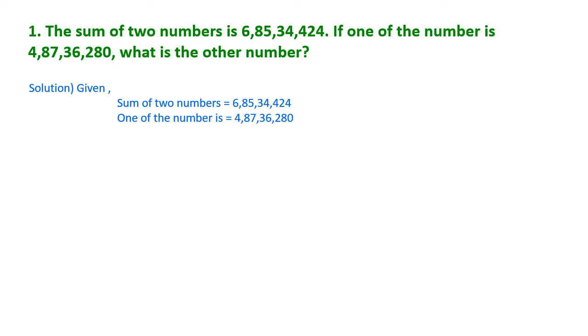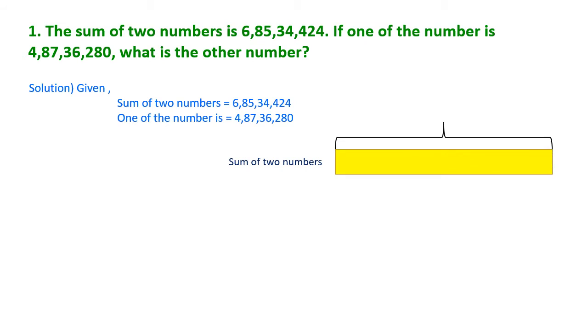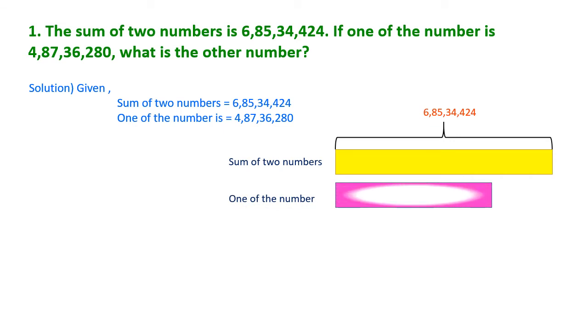Now we will represent this with the help of a bar model. The sum of two numbers, let us represent this with this yellow bar which has a value of 6 crore 85 lakh 34,424. And we have been given one of the numbers, so let us represent this number with this pink bar which has a value of 4 crore 87 lakh 36,280. Now we know this one number given to us is smaller than the total sum, so naturally this bar will be smaller than the yellow bar.